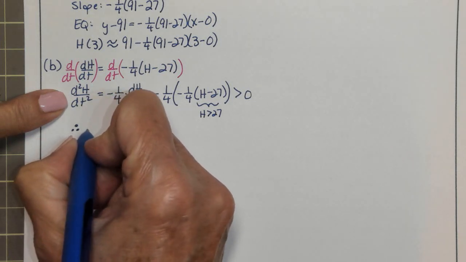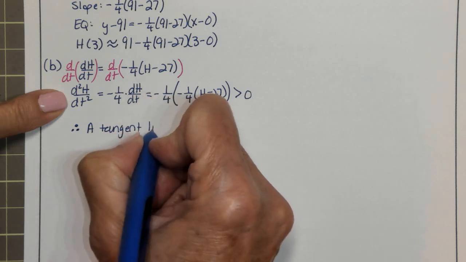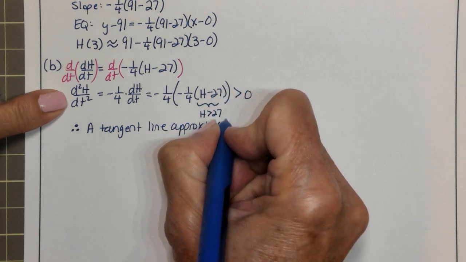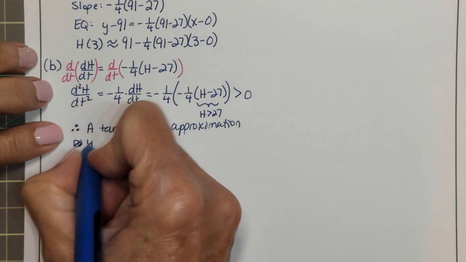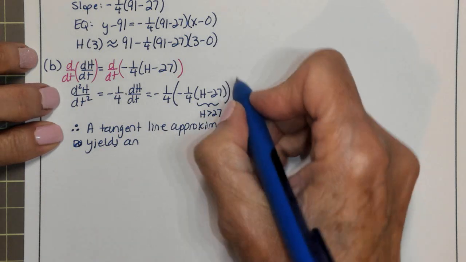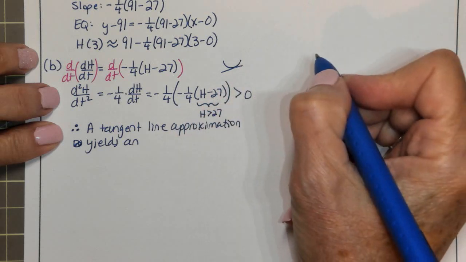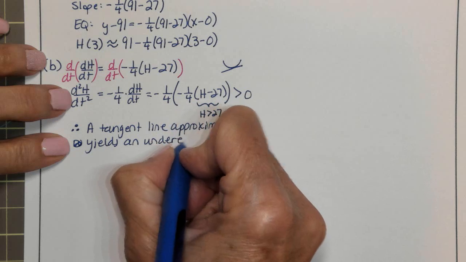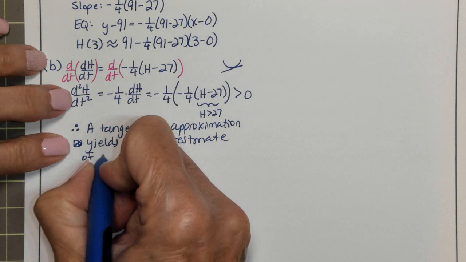Therefore, a tangent line approximation yields, and okay, we're concave up, right? We're concave up. A tangent line will be below the curve. So it yields an underestimate of the actual value.